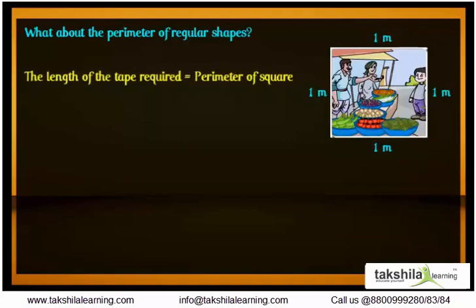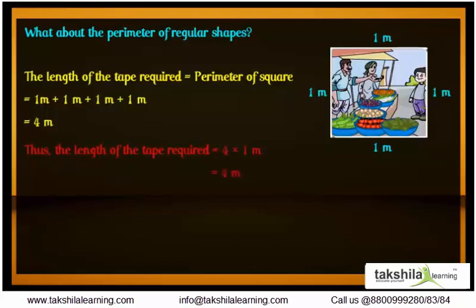Thus, the length of the tape required is equal to perimeter of square is equal to 1 meter plus 1 meter plus 1 meter plus 1 meter is equal to 4 meters. Now, we know that all the 4 sides of a square are equal. In place of adding it 4 times, we can multiply the length of one side by 4. Thus, the length of the tape required is equal to 4 into 1 meter is equal to 4 meters. We see that perimeter of a square is equal to 4 into length of a side.